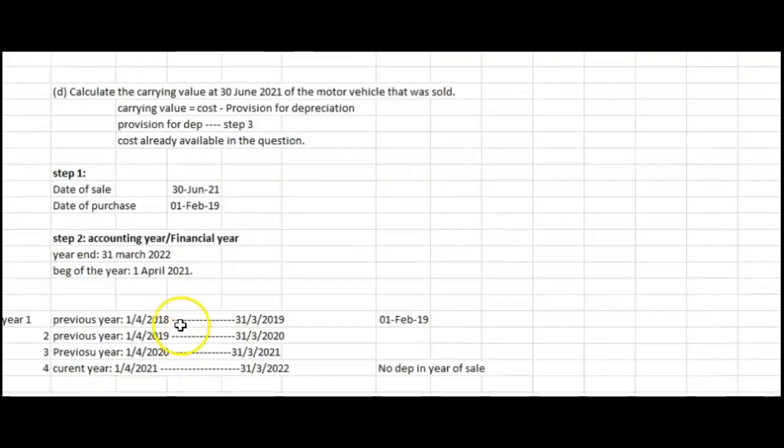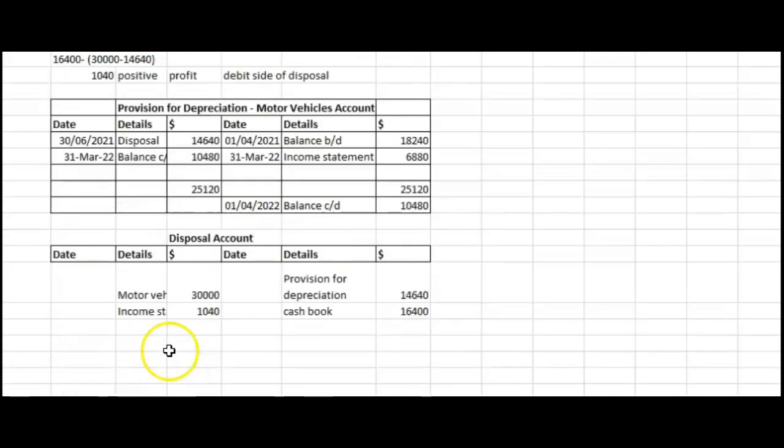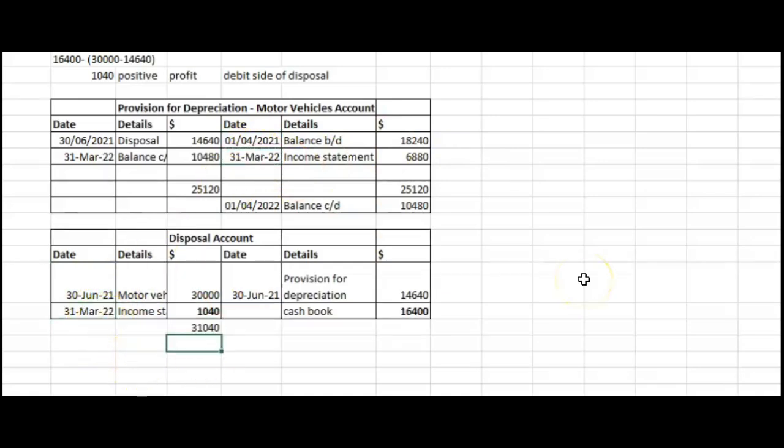Now put the dates. The asset on the debit side is date of sale. The provision and cash book on the credit side are also date of sale. However, the income statement is the year-end date, which is 31st March 2022. Add both sides and they must be the same. If they're not the same, please go back to find your mistake.